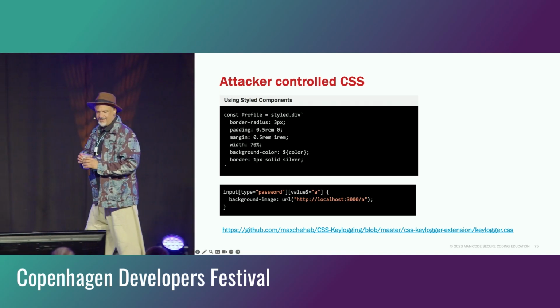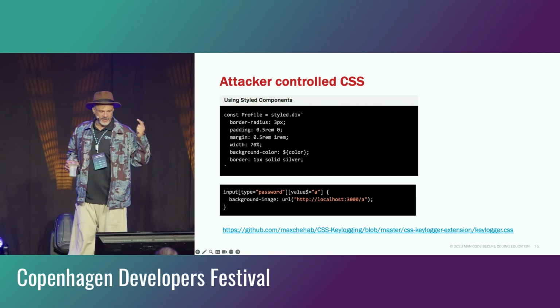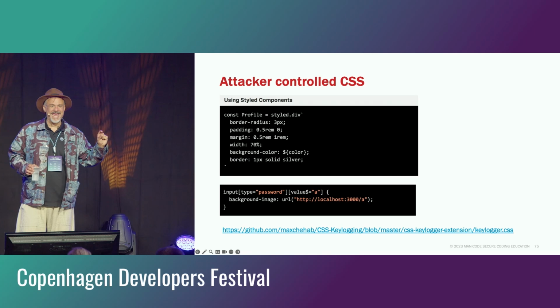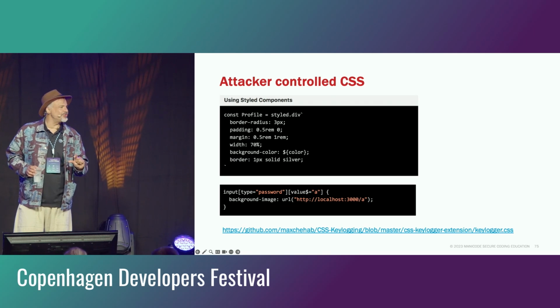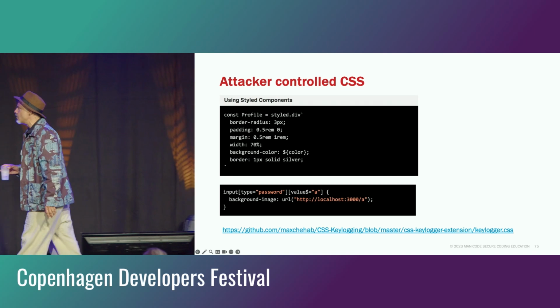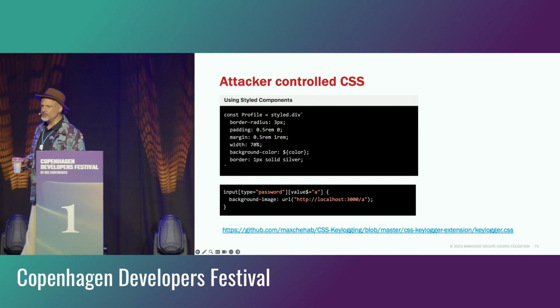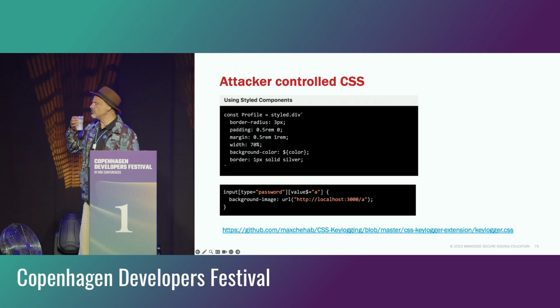I can say, if it's a password field and the letter is A, then send a request to any endpoint with the letter A in it. This is a keystroke logger in pure CSS. Again, it doesn't work so much anymore, but this is the kind of problems you'll run across if you let a user author their own CSS and you render it raw.